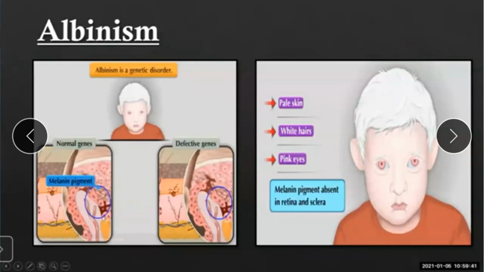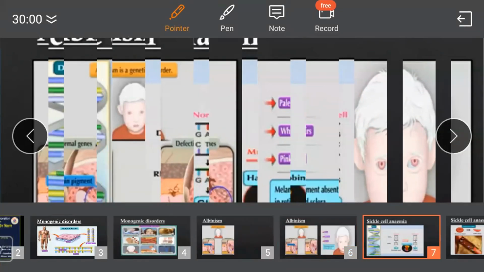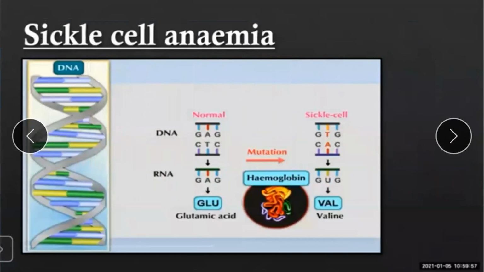So what are the symptoms of albinism? Pale skin, white hair, pink eyes. And why is it so? Due to the melanin pigment which is absent in the retina and sclera. This is all about albinism. Now moving further to the second type of monogenic disorder, that is sickle cell anemia.